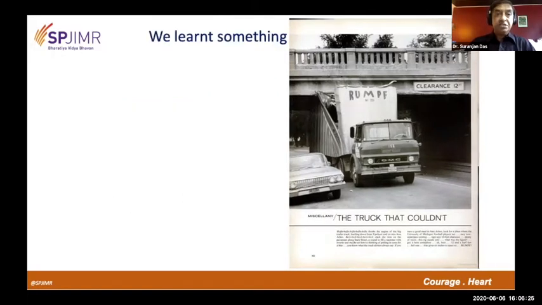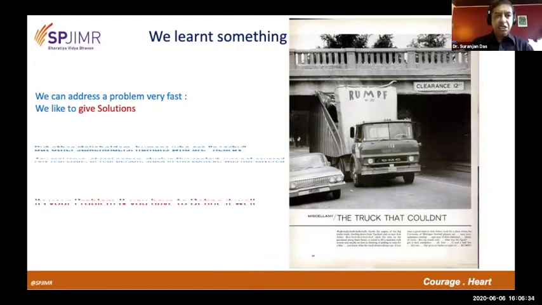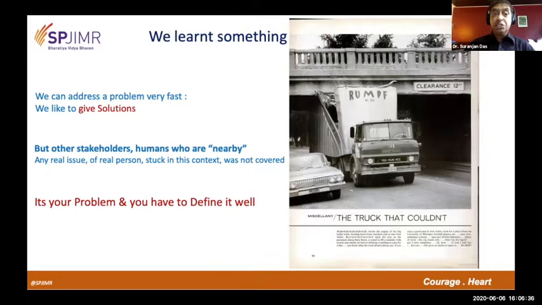So what did we learn from this? We normally tend to give solutions very fast because there are experts, and you saw those experts coming up. They'll all give certain kinds of suggestions. But then there are other stakeholders, human beings who are nearby in the vicinity. They are real people stuck in a real jam and they were not covered. So there is a propensity to always give solutions. We should stop ourselves, pause and say, hey, it's a different problem, and we need to define the problem very well. That's what we have figured out from this truck story.